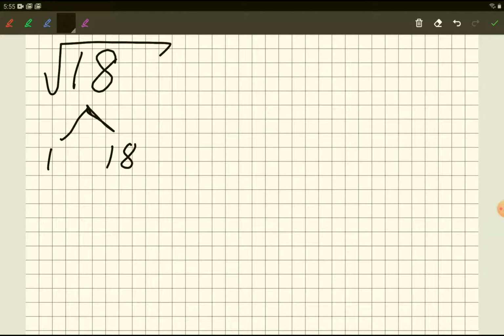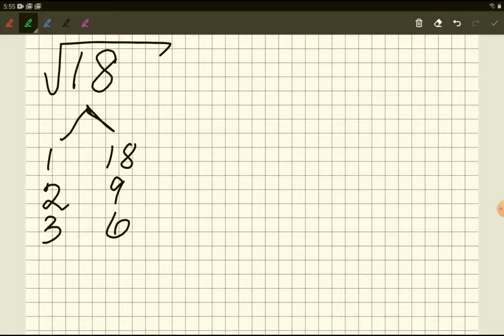So 1 and 18. 2 goes into 18. It goes into 18 9 times. 2 times 9. 3 goes into 18 as well. 3 times 6 gives me 18. 4 does not go in. 5 does not go in. 6 goes in. It goes into 18 3 times. But we have 6 and 3 already. So we're done with the tree.